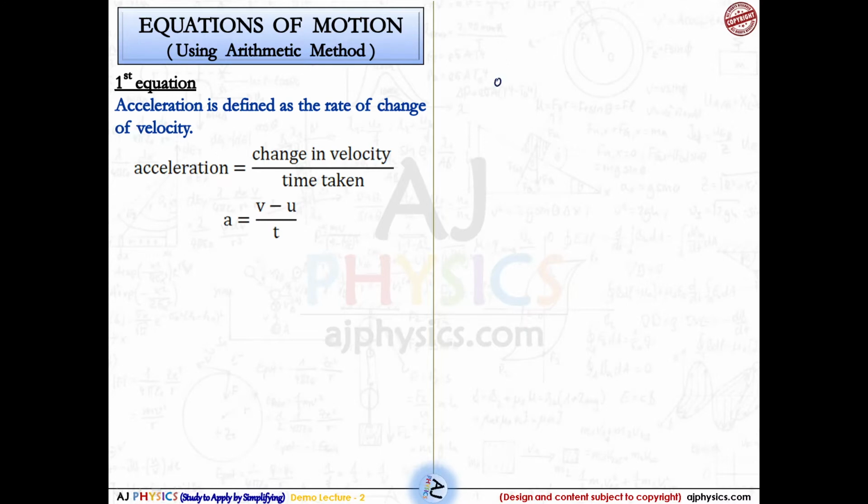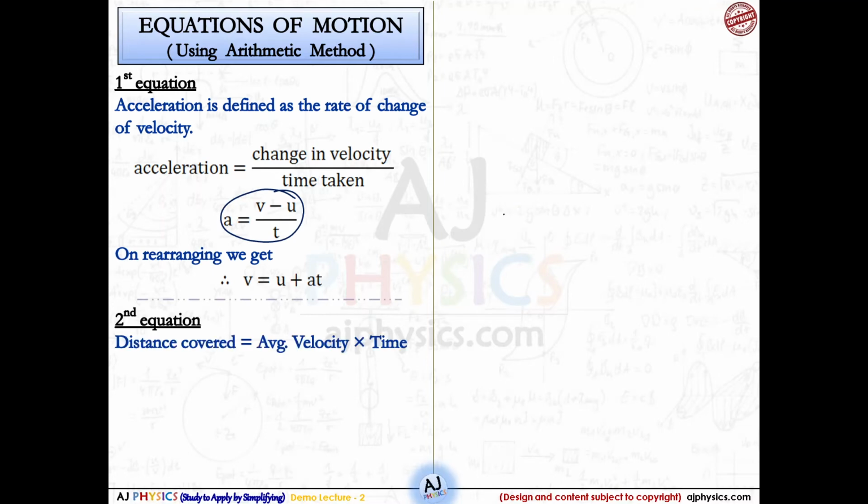If it is moving from this point to this point, like if it is u to v in the given time t, so that is always final minus initial divided by time. Now the next thing is, you can rearrange this relation and you can get v is equal to u plus at. So that's as simple as possible.